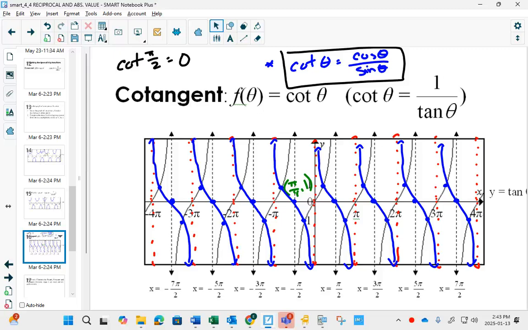So if we wanted to actually graph y equals 1 over tan, instead of x-intercepts, it would be exactly the same graph with holes in the graph. Which is kind of interesting, but not that important.